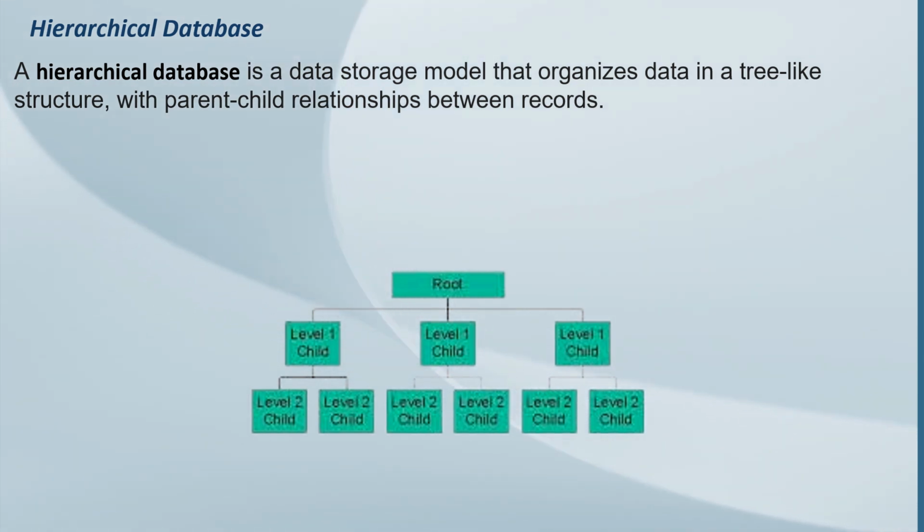And these databases also have less data redundancy. Compared to some other models, hierarchical databases can minimize data redundancy by storing shared information, for example department name, only once at the parent level instead of duplicating it in every child record.